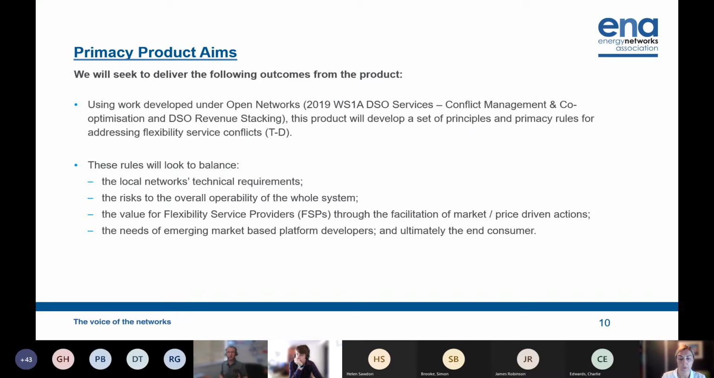And some of the key things that we're hoping the rules will look to take into account are things like local networks, physical technical requirements, the risks to overall operability of the whole system, both from a transmission and distribution perspective, the ultimate value to flexibility service providers, and the ability to help facilitate market and also the price-driven actions that we're increasingly seeing across the system today. And then finally, the needs of the emerging market-based platform developers, and finally the end consumer.